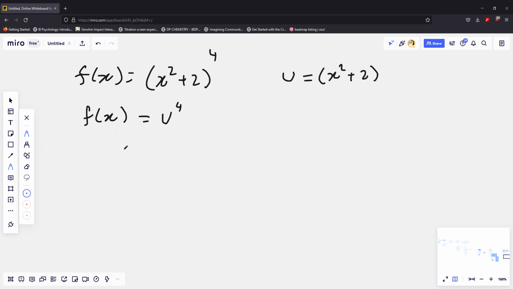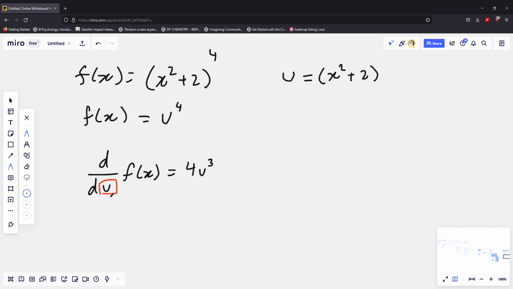We're finding the derivative with respect to u now. So we're going to differentiate f with respect to u instead of with respect to x, so d over du of f. You'll notice that since the variable we're differentiating with respect to is our base, it's perfectly okay to use the power rule. So let's do that. This becomes 4u to the power of 3. Great, but wait a minute.